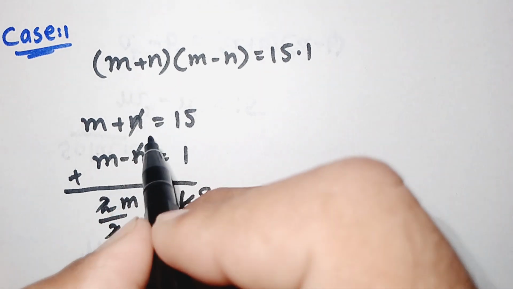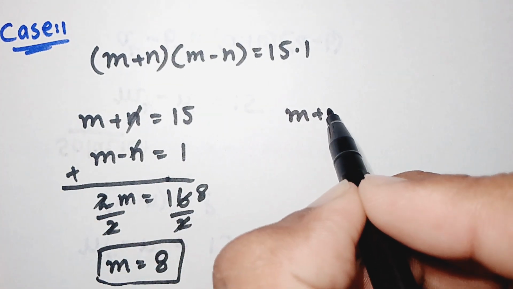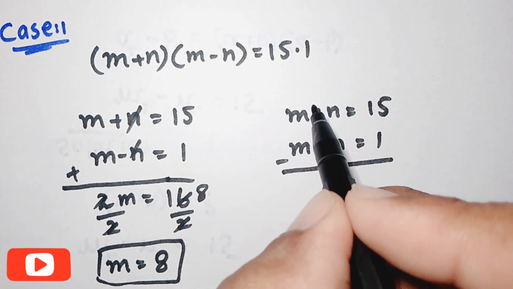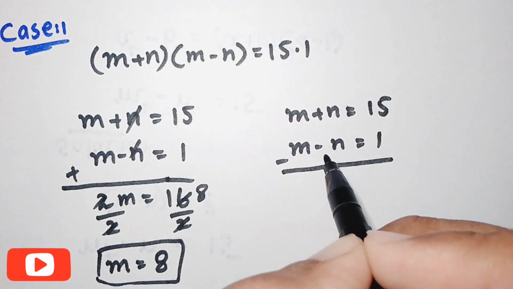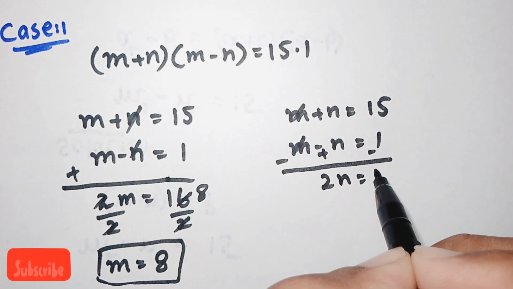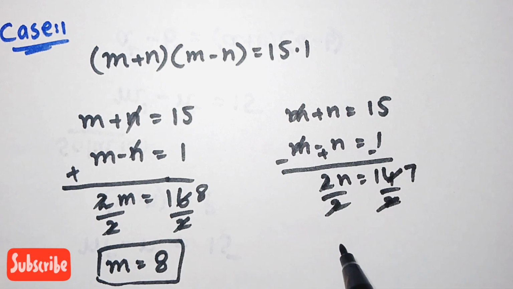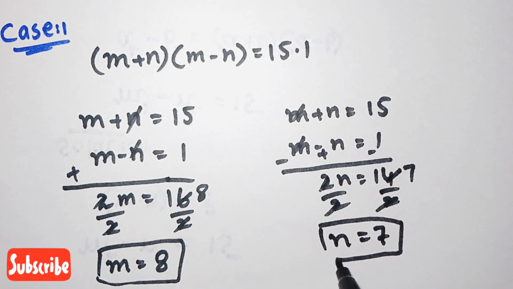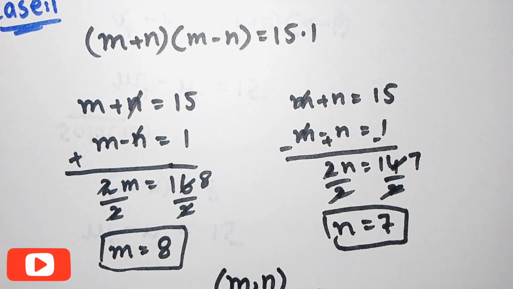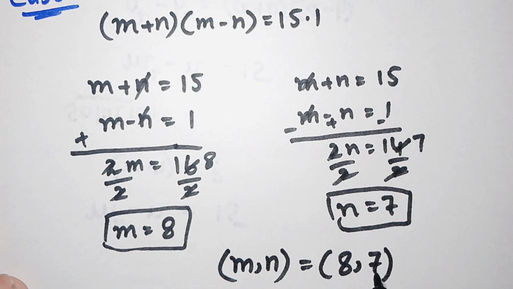Now we have to subtract these to obtain the value of n. So again, m plus n is equal to 15, m minus n is equal to 1. So we have to subtract these equations. So this will become positive, this will become negative, m cancels with m, and here 2n is equal to 15 minus 1 is equal to 14. So this side divided by 2 and this side divided by 2, the 2s cancel, 2 times 7 is equal to 14. So n is equal to 7. So this is the value of n. So from case number first, m is equal to 8 and n is equal to 7.